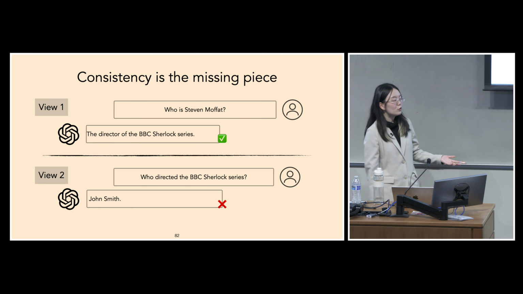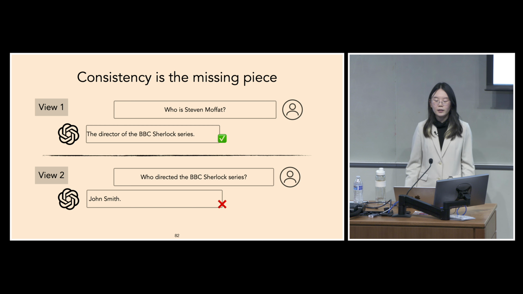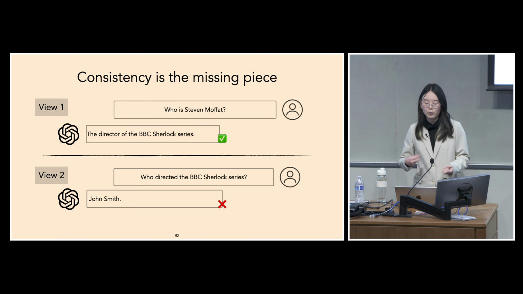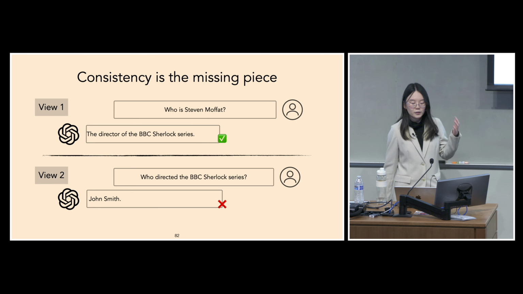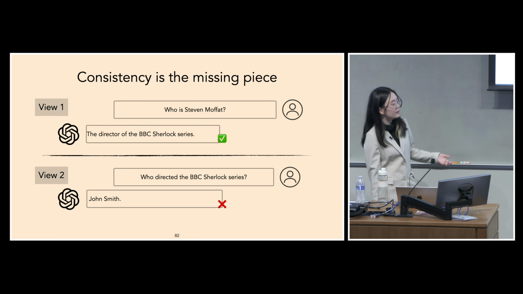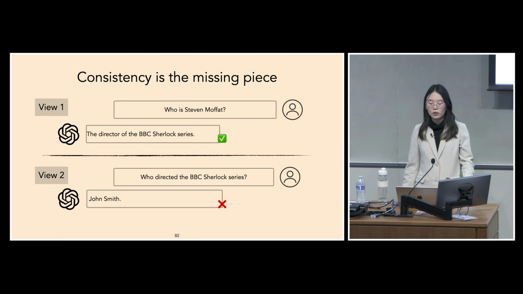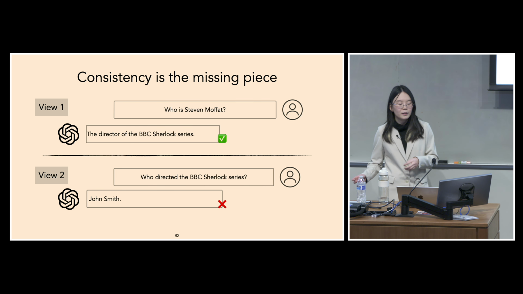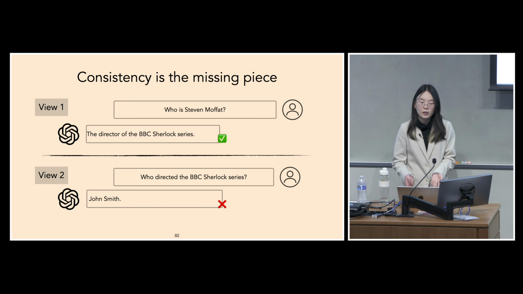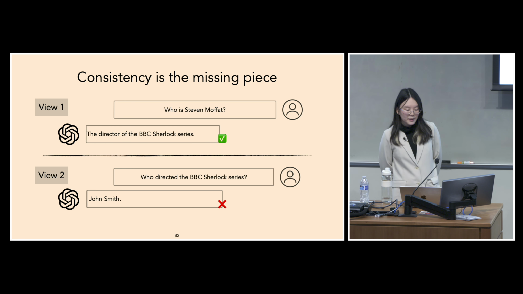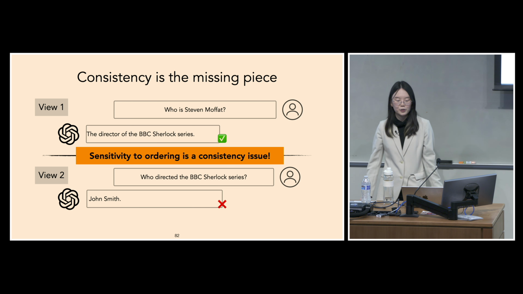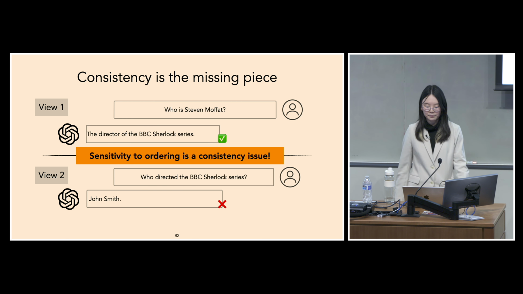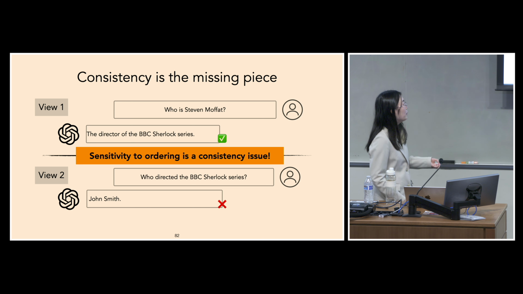Also, consistency goes beyond prompt rephrasing. Here we have another famous failure case in language models called the reversal curse. In the first direction, the model can answer who Stephen Moffat is: the director of Sherlock. But in the second direction, when we reverse the question by asking who directed Sherlock, the same model would fail. So this implies an inconsistency problem in models' parametric knowledge and their sensitivity to ordering, which could really harm the reliability of the model.